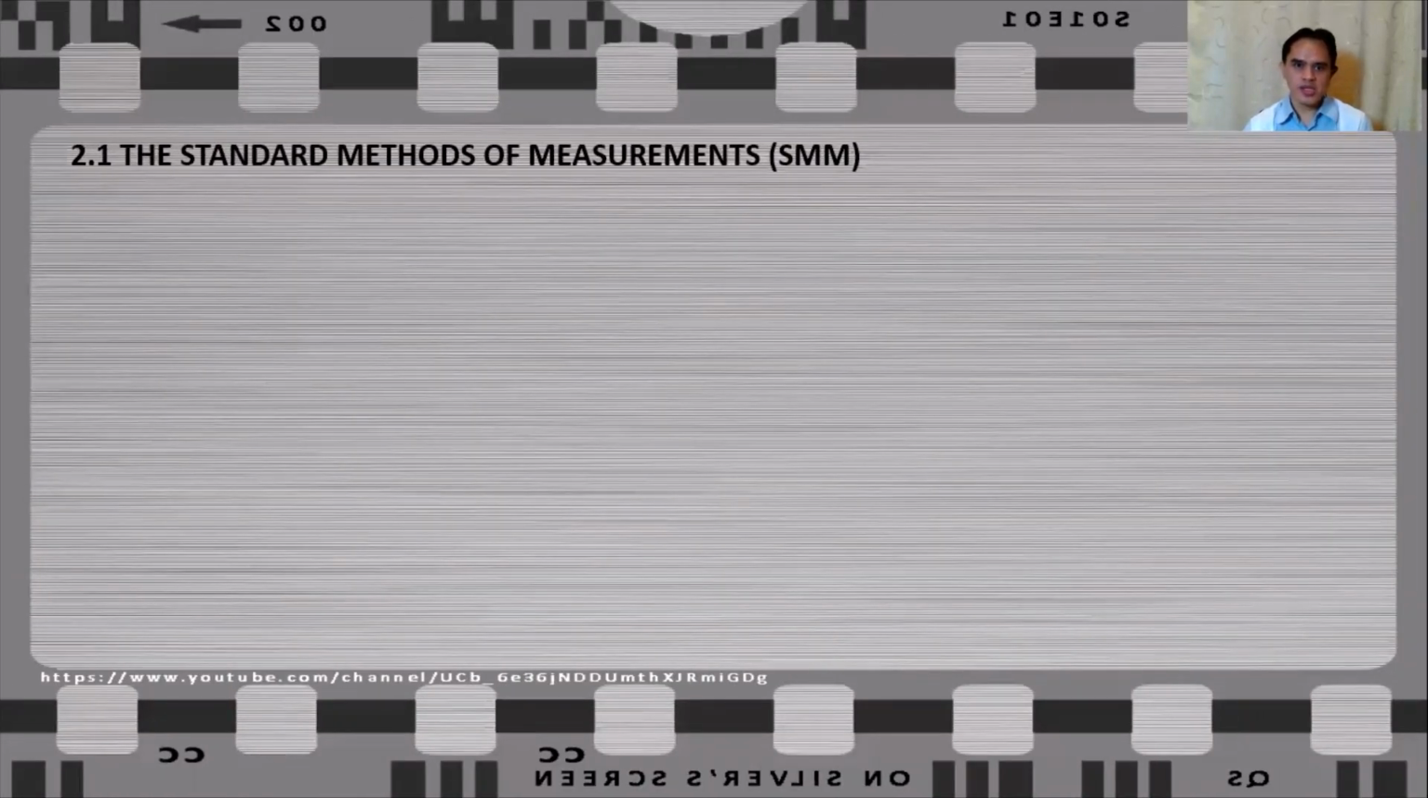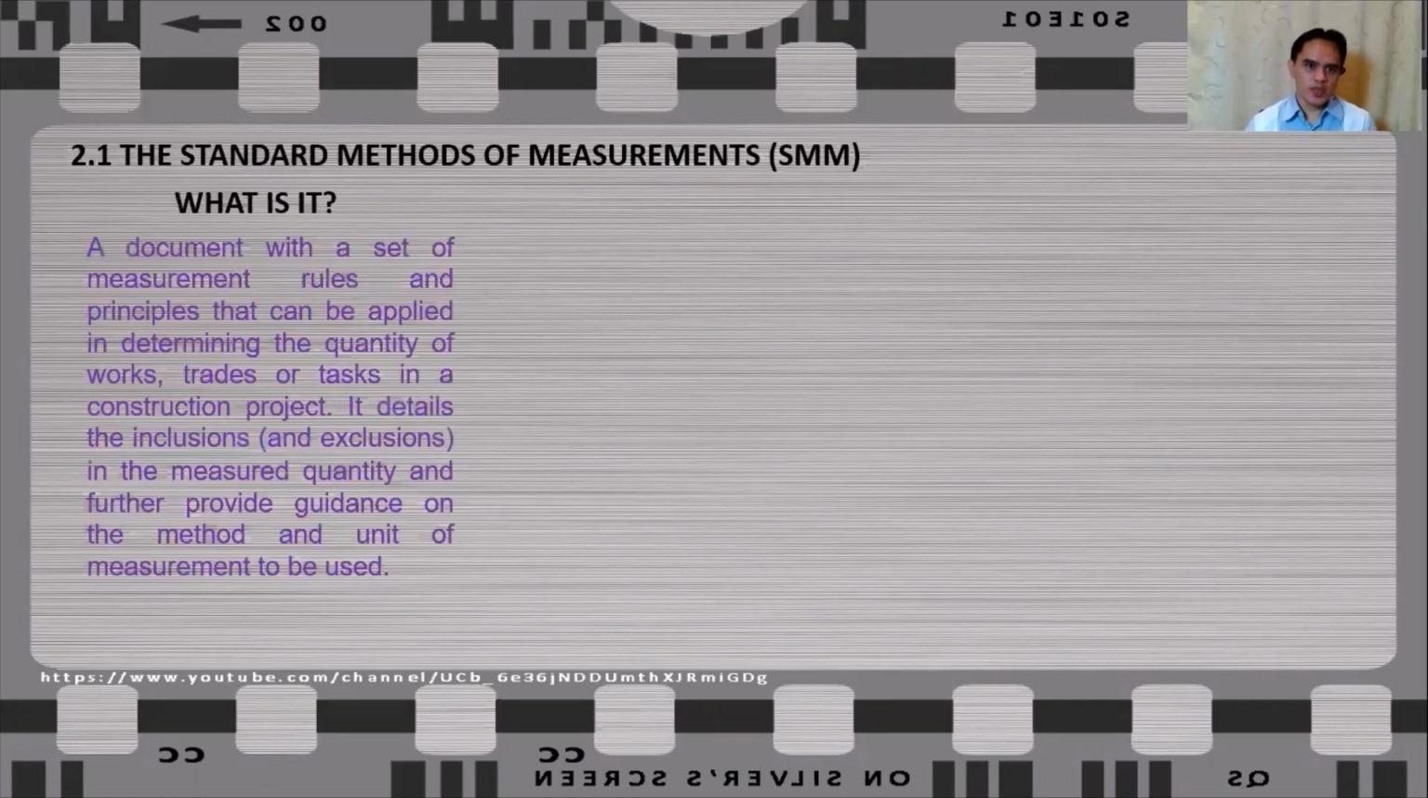Now let's talk about the standard method of measurement, or SMM. We often hear about SMM, and let's talk about what is this all about. So SMM is a document with a set of measurement rules. So previously in quantification, we are talking about set of rules. So this SMM is the set of rules and principles that can be applied in determining the quantity of the works, trades, or tasks in a construction project.